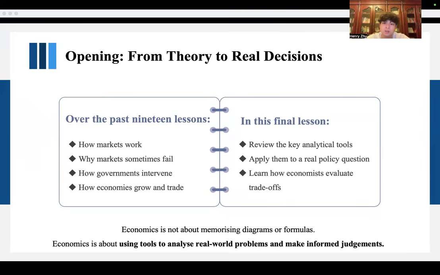Because economics isn't about finding perfect answers. It's about making better decisions using evidence and logical reasoning.